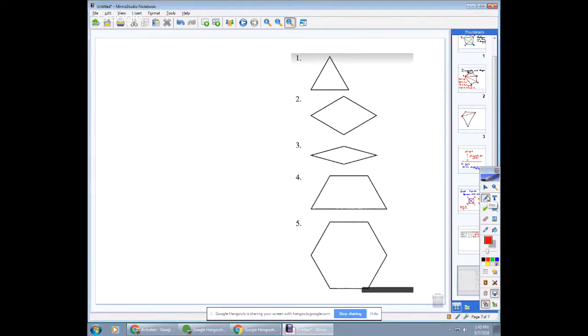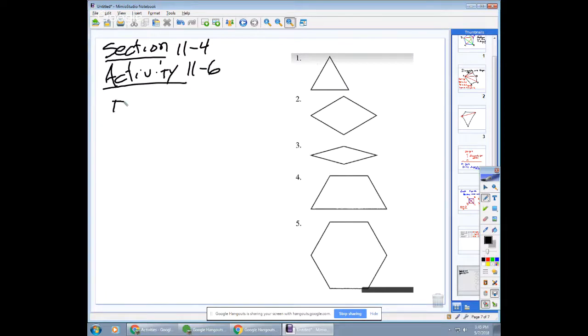So try to figure out how to get the angles for each of these and then check with me or a neighbor to confirm. So this is section 11.4, Activity 11.6. Interior angles. Polygons is the main topic.